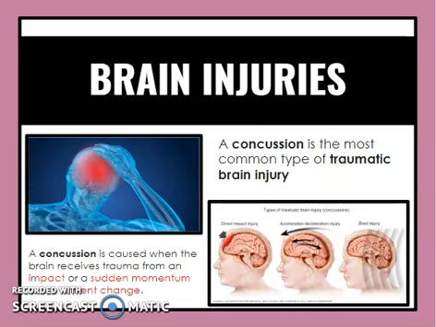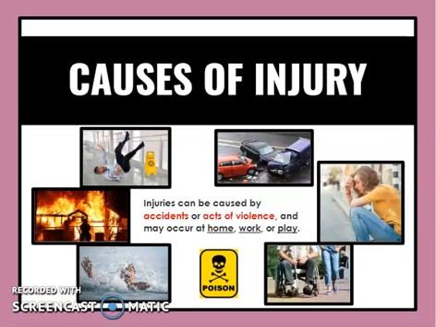Brain injuries. A concussion is the most common type of traumatic brain injury. A concussion is caused when the brain receives trauma from an impact or a sudden momentum or movement change.